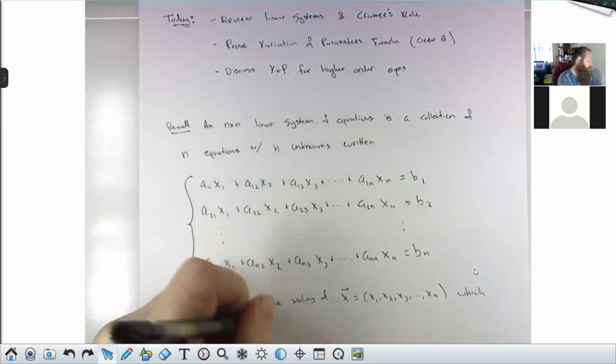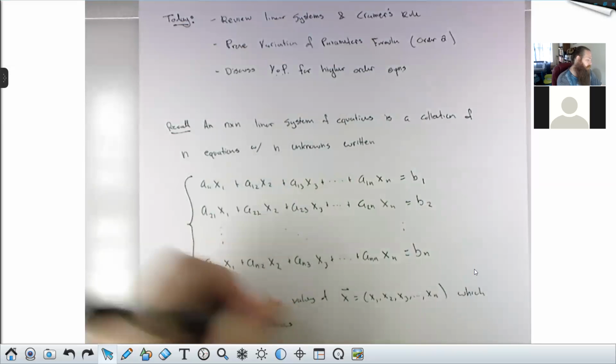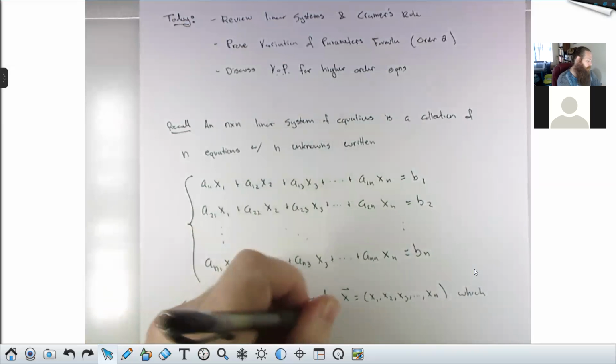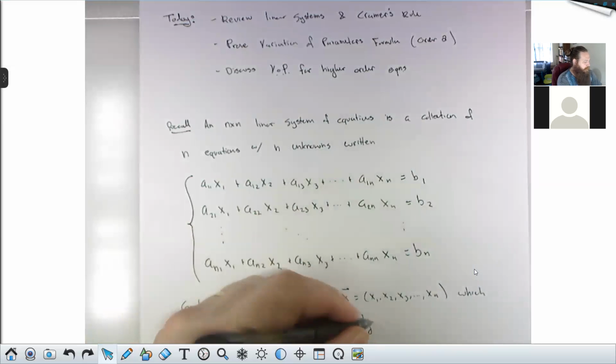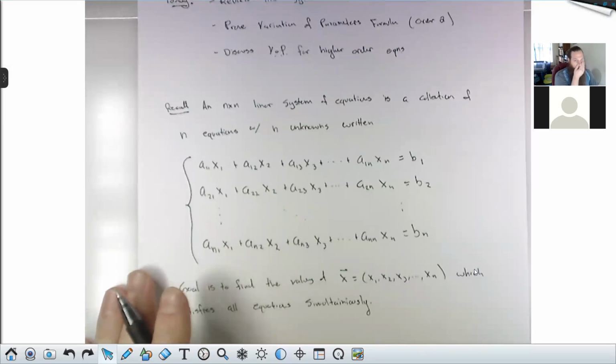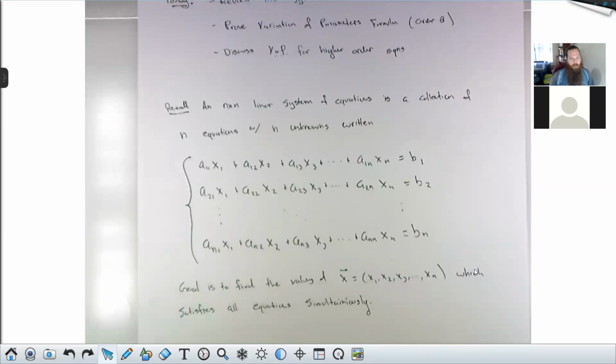Satisfies all the equations simultaneously. There's so much to say here, right? I can't teach you all of linear algebra as a brief review to talk about Cramer's rule.